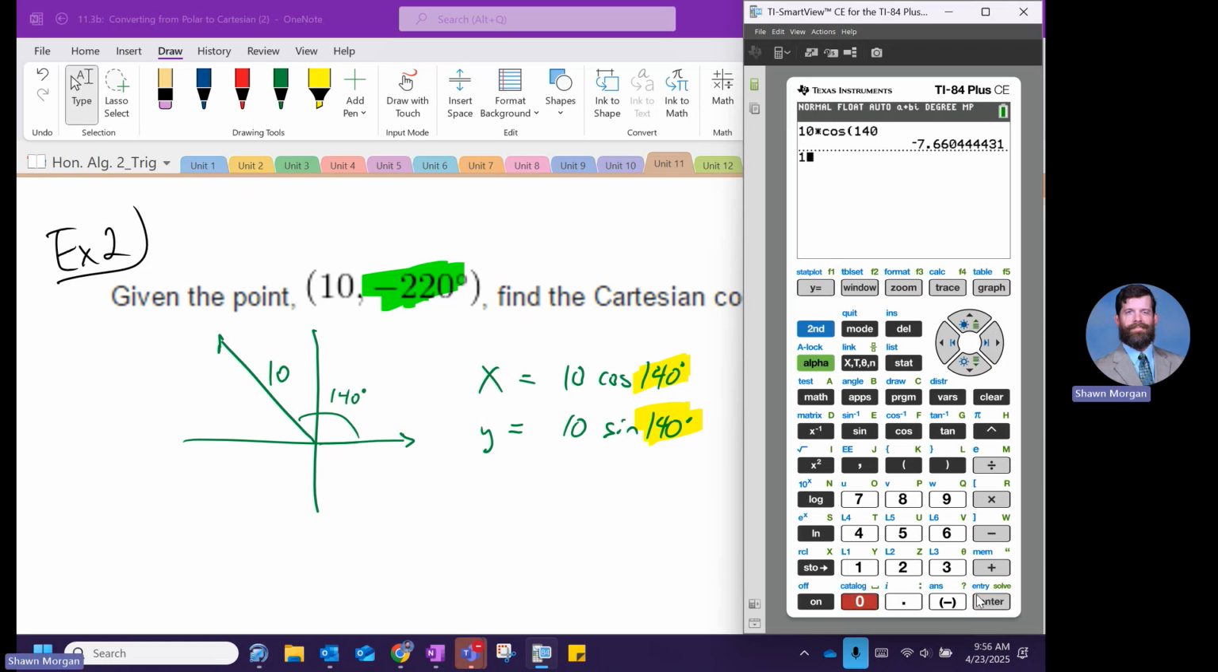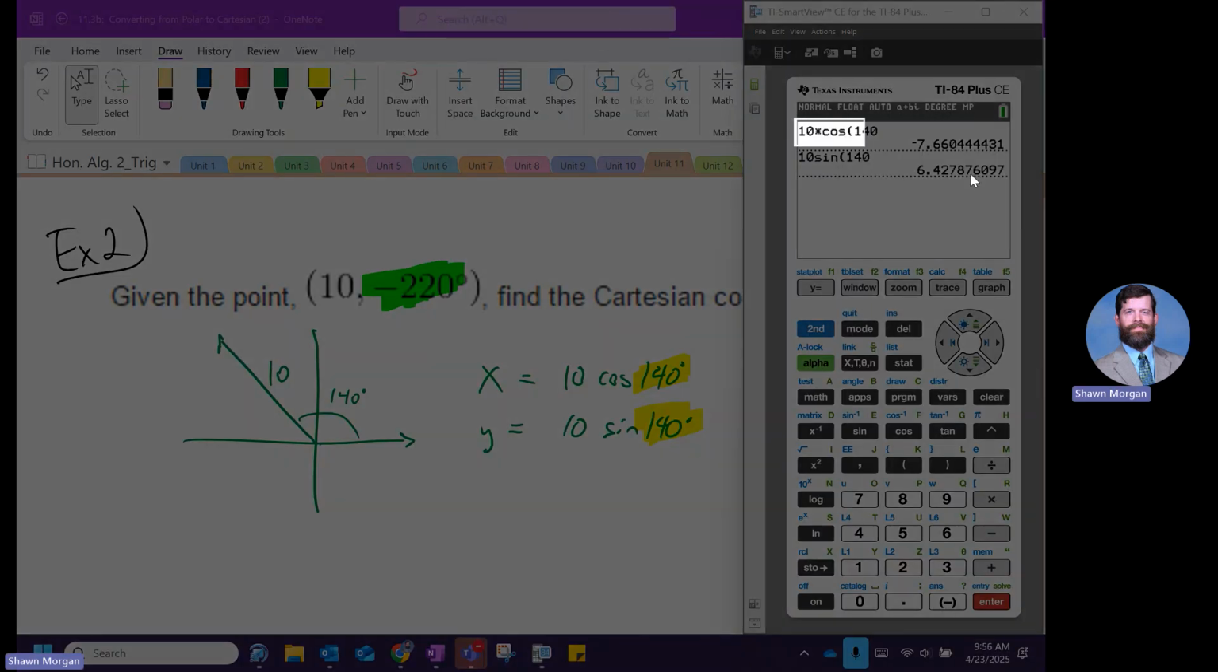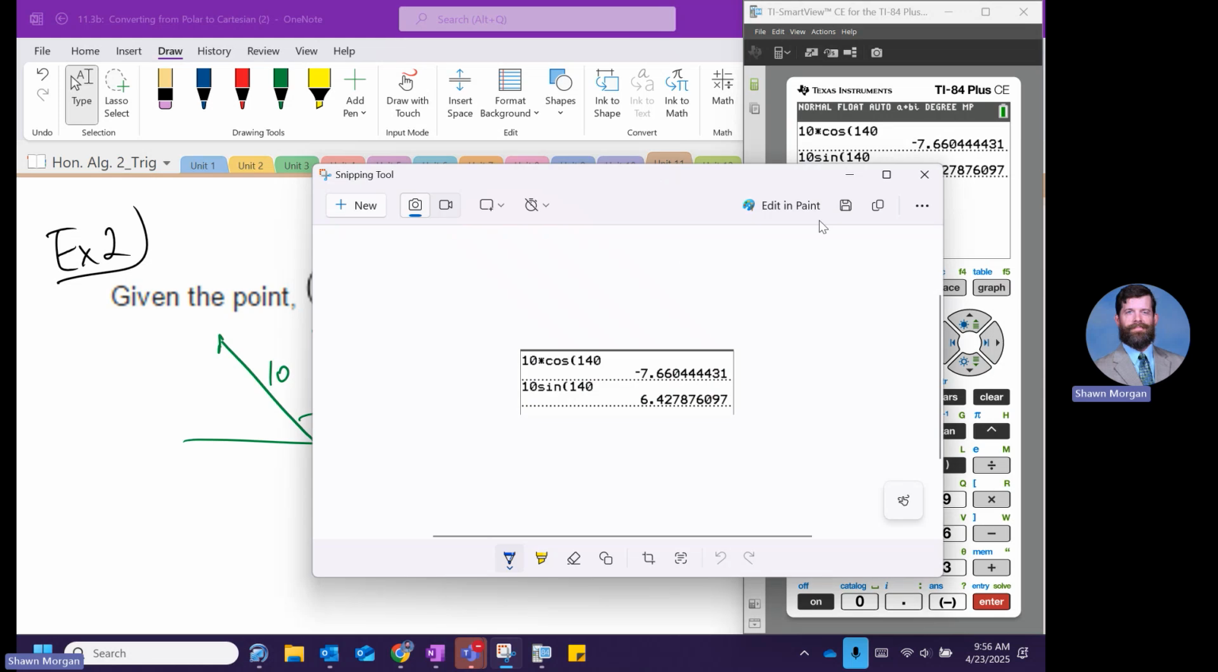Correct. Yeah, you could do 10 sine 140, and you can get 6.42 thereabouts. Good question. Easy enough. Polar and Cartesian kind of swippity swap.